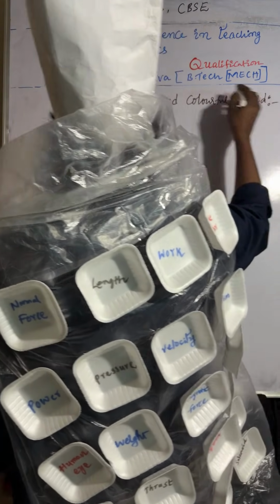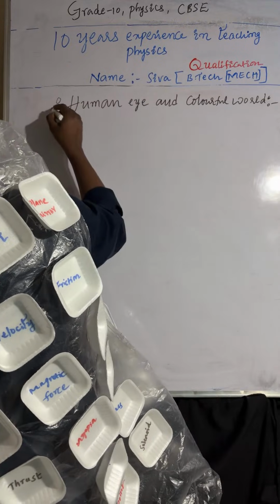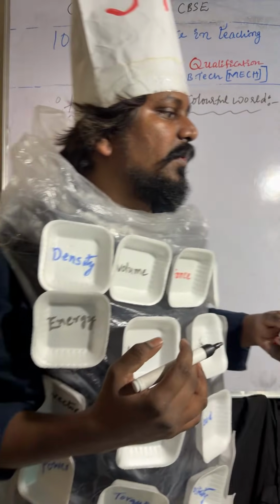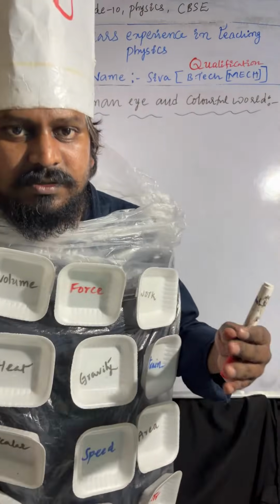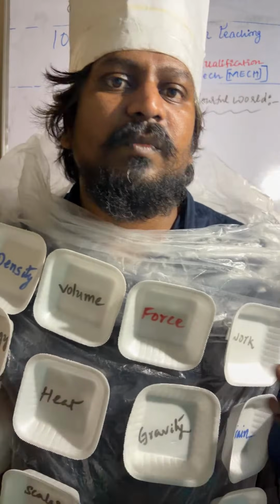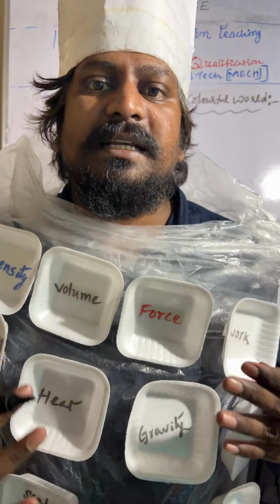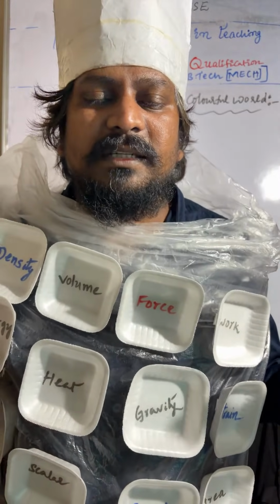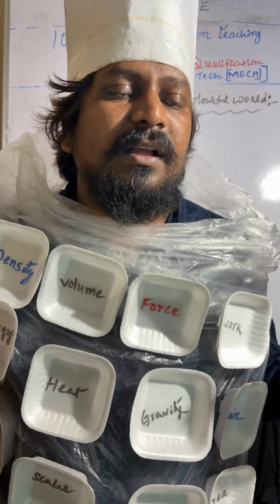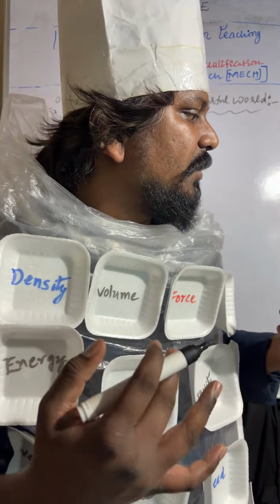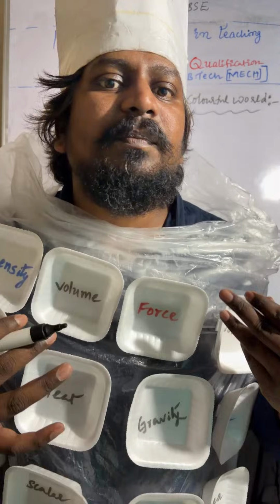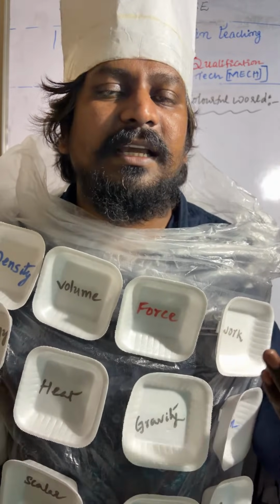So the human eye is the most sensible and sensitive organ in our body. With our eyes only we are able to see. Once you close your eyes, you can't see anything in front of you, right? Once you open your eyes, you can see everything in front of us, right? So with the help of eyes only, we can see.